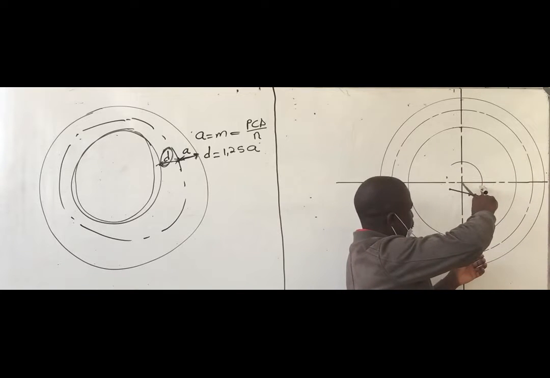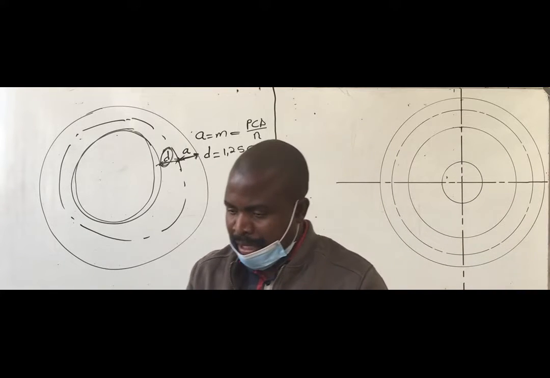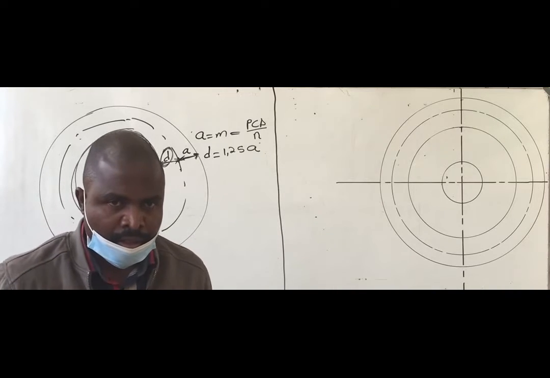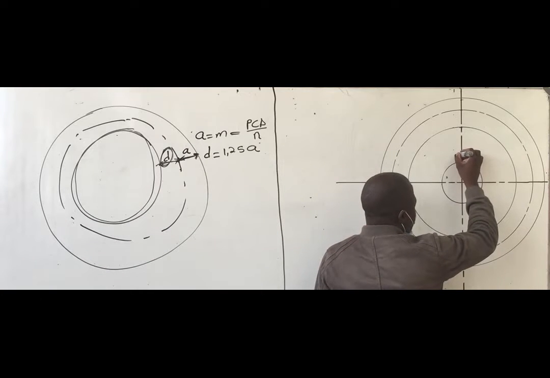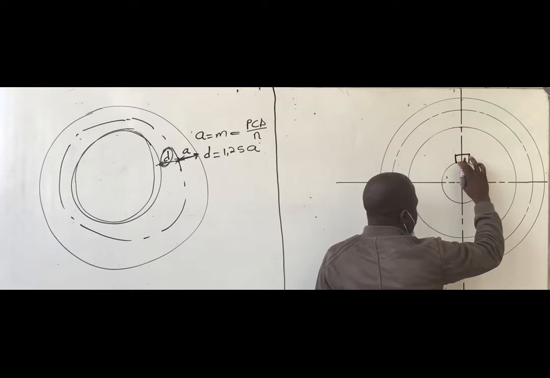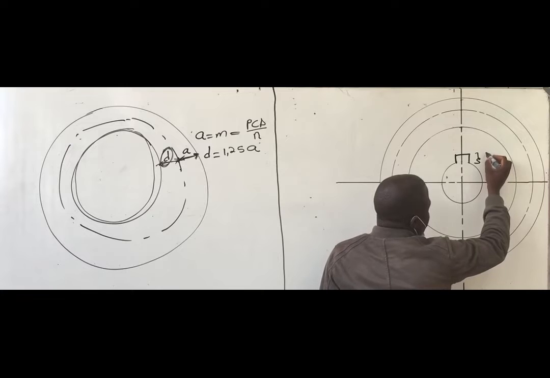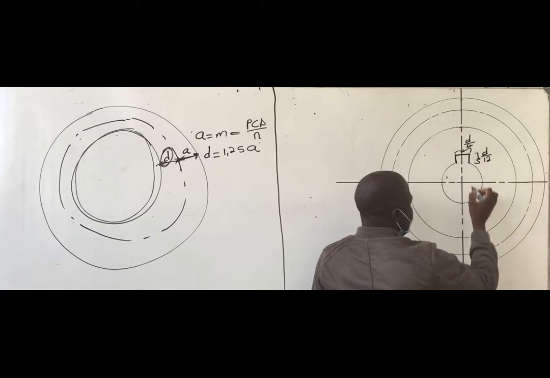Your hole diameter must have a keyway. The distance on your keyway from that point is the hole diameter divided by 12. From there to there is the hole diameter divided by 4.